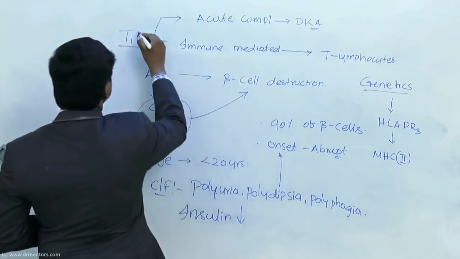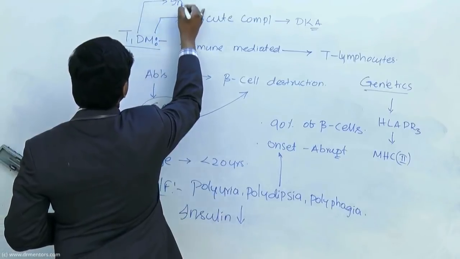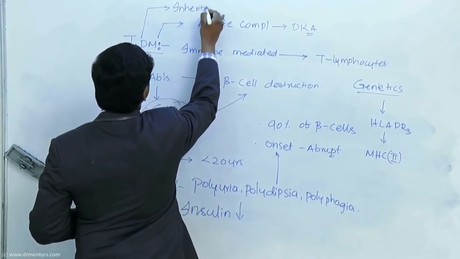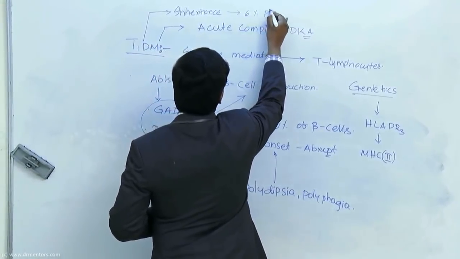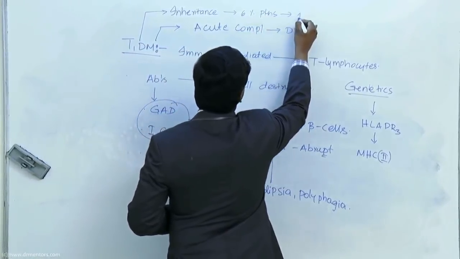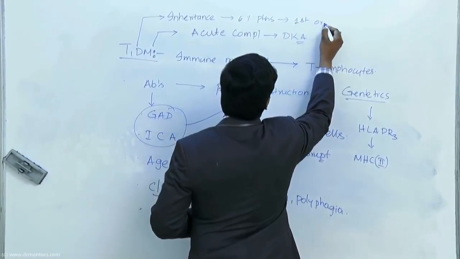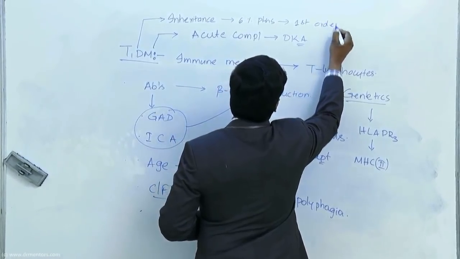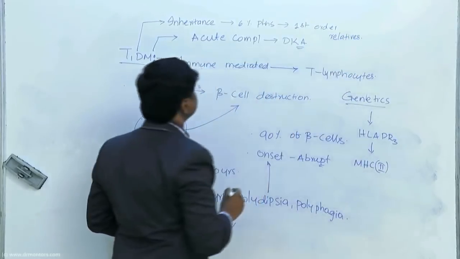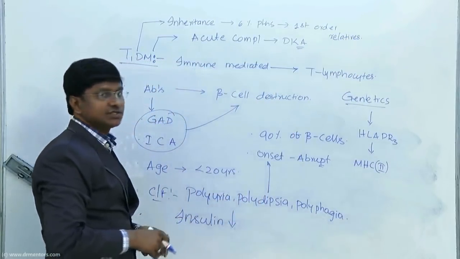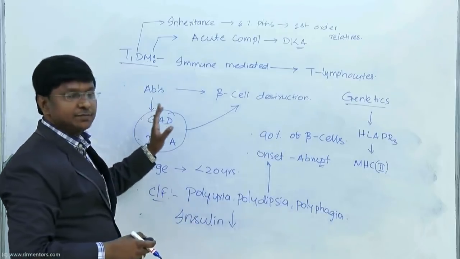Next, if you take the inheritance, remember only 6% of patients will have inheritance in the first degree or first order relatives. So let me shortly revise.